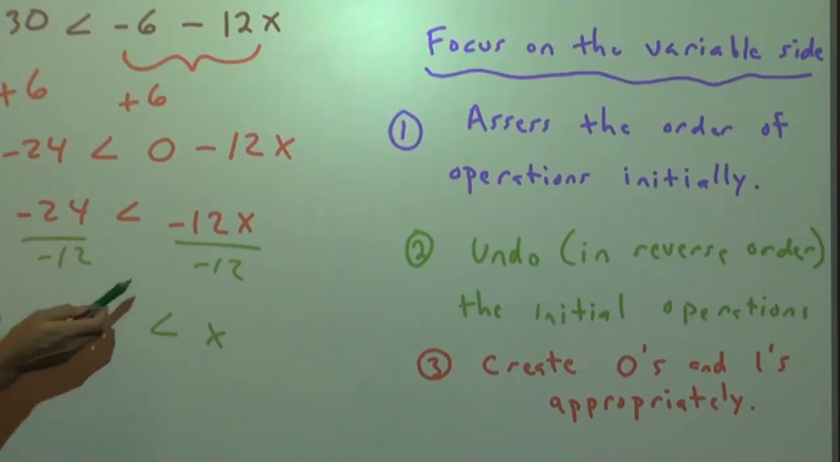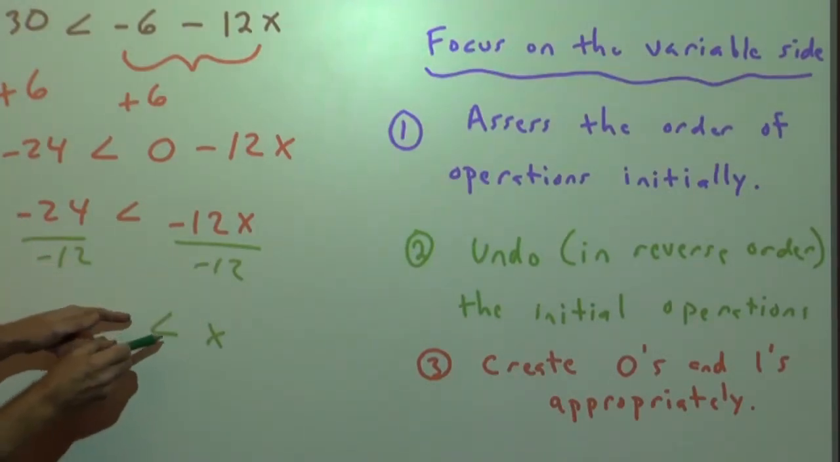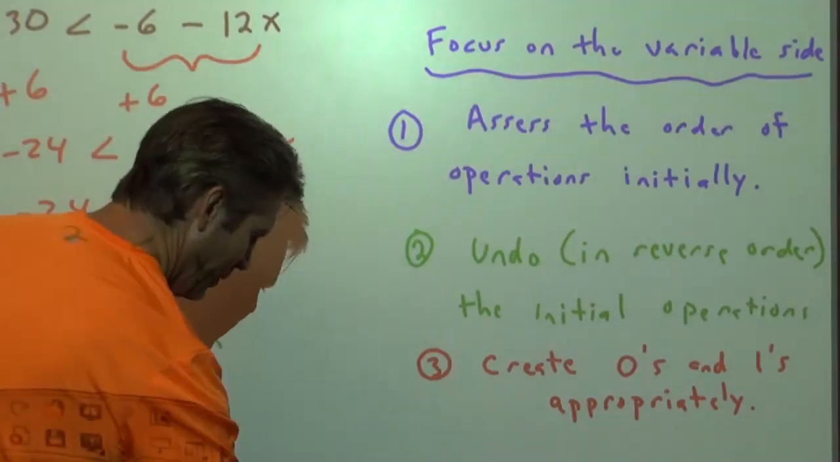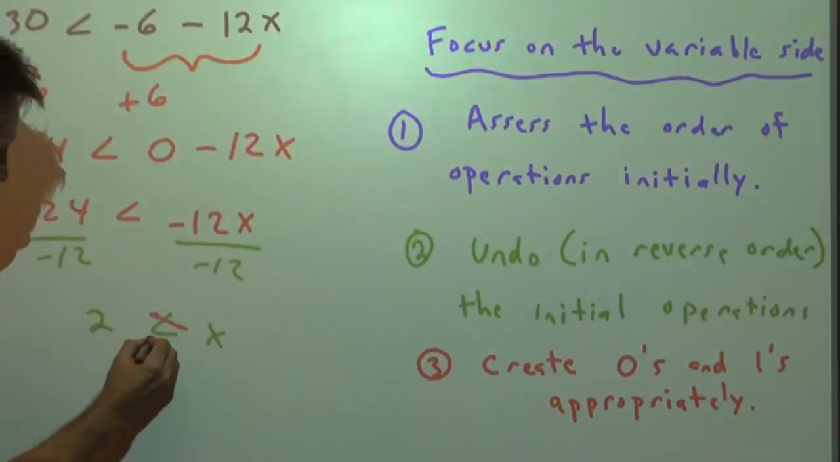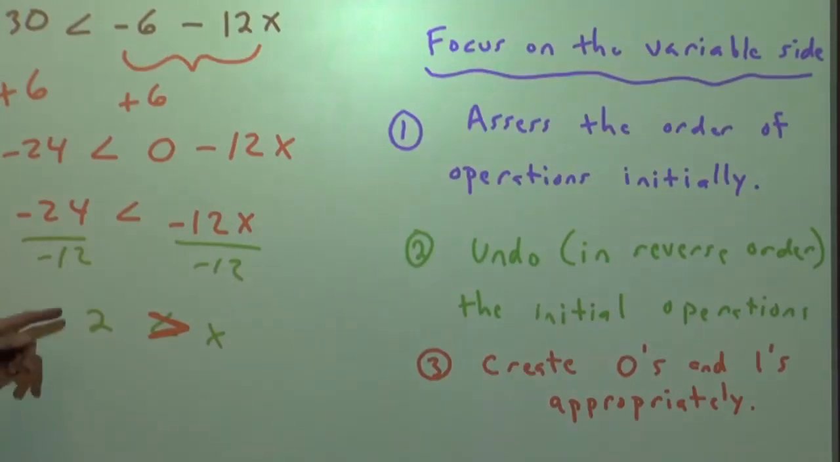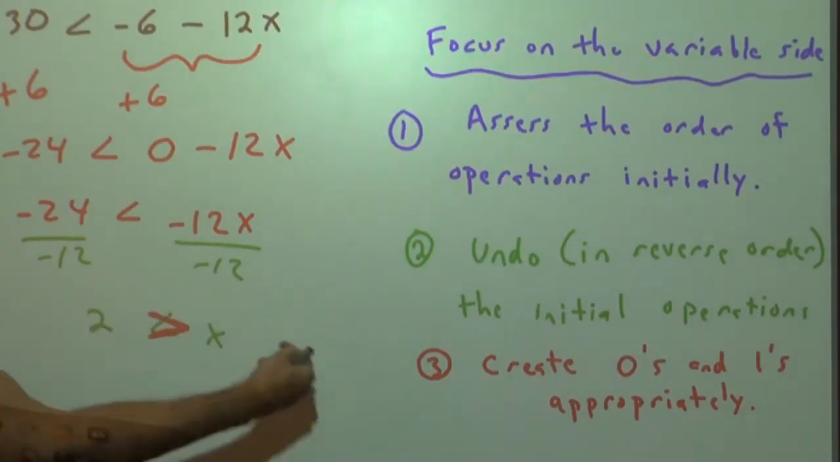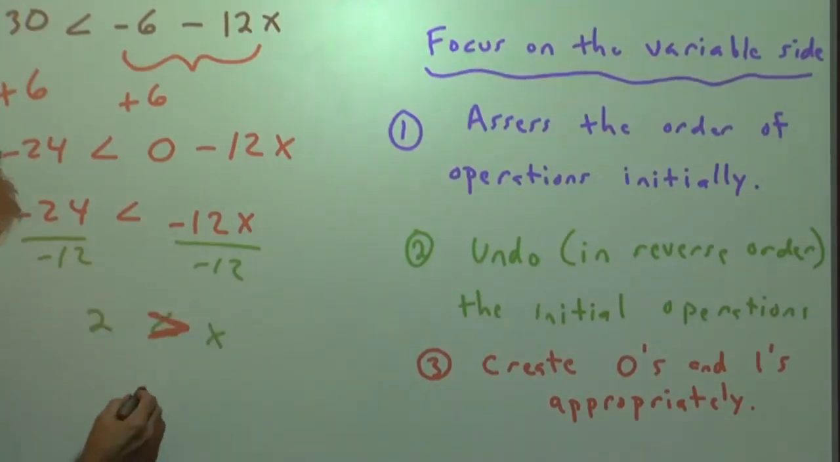Oops, wait a minute. I just divided by a negative. I better switch the direction of that sign. I better make this go this way. So in the end, 2 is greater than x. But if we read it this way, x is less than 2. So there is where all of our solutions are.